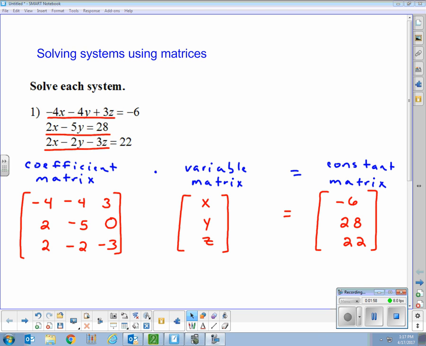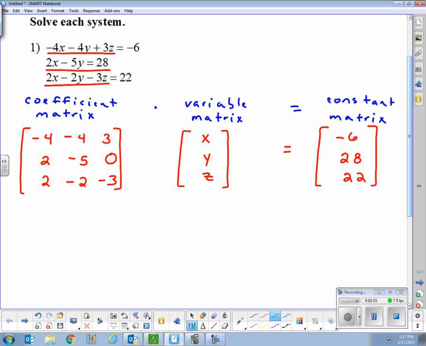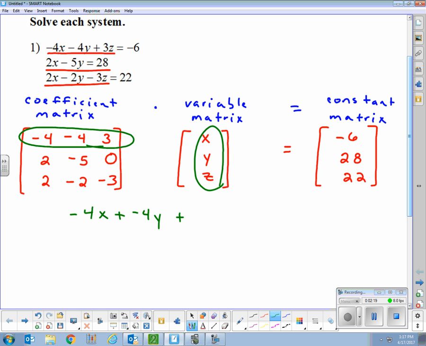Just to demonstrate that this is true, that I didn't just make this up, remember that when you multiply matrices together, you multiply rows by columns. So if I were going to multiply the first row by the variable matrix, it would be -4 times x plus -4 times y plus 3 times z. That would be the one on the left. And then you could go to the second row and multiply it times the variable matrix, and you would have 2x plus -5y plus 0z.